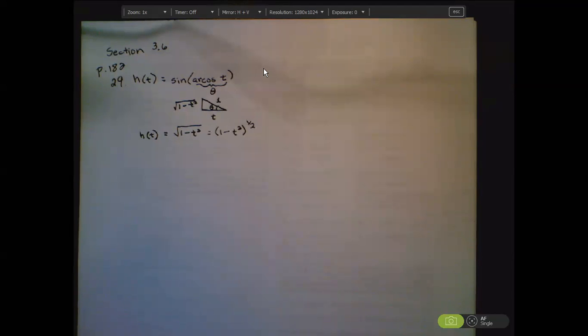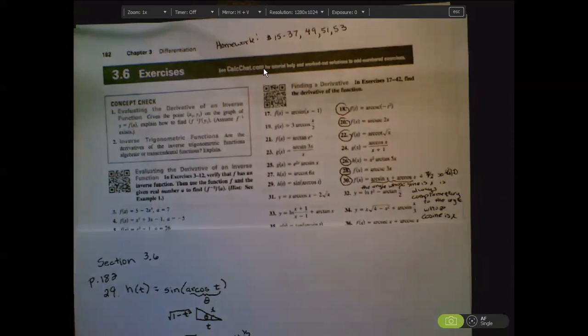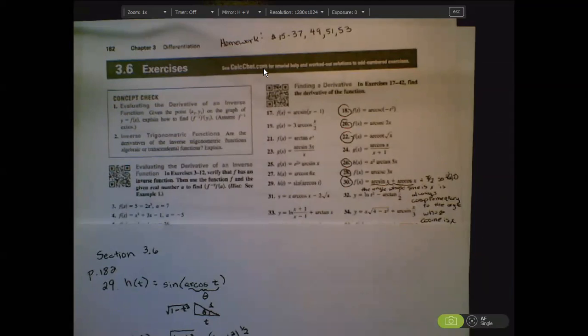I worked 33 like 2 times, and I checked all my work, and I just don't know what I did wrong. Okay. Trying to think. I don't think I'm simplifying it to what the book wants, but I don't know how to get there either.